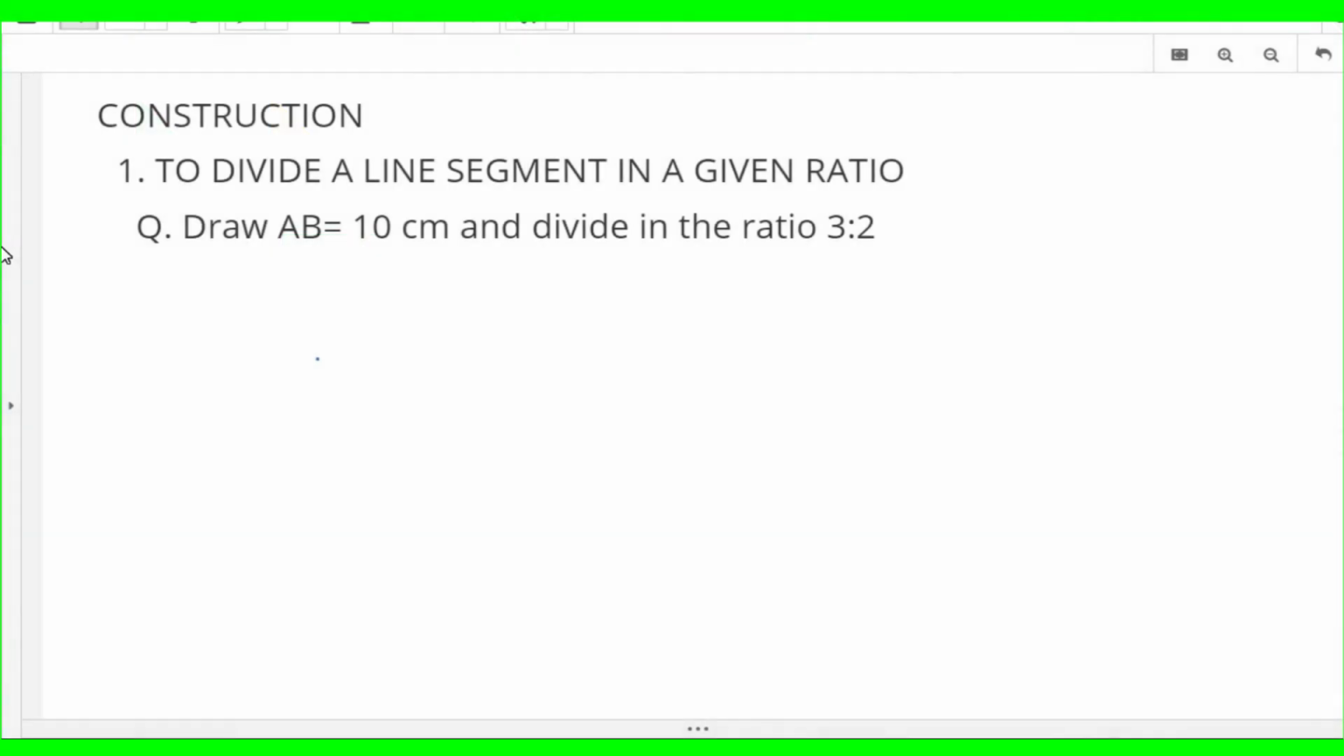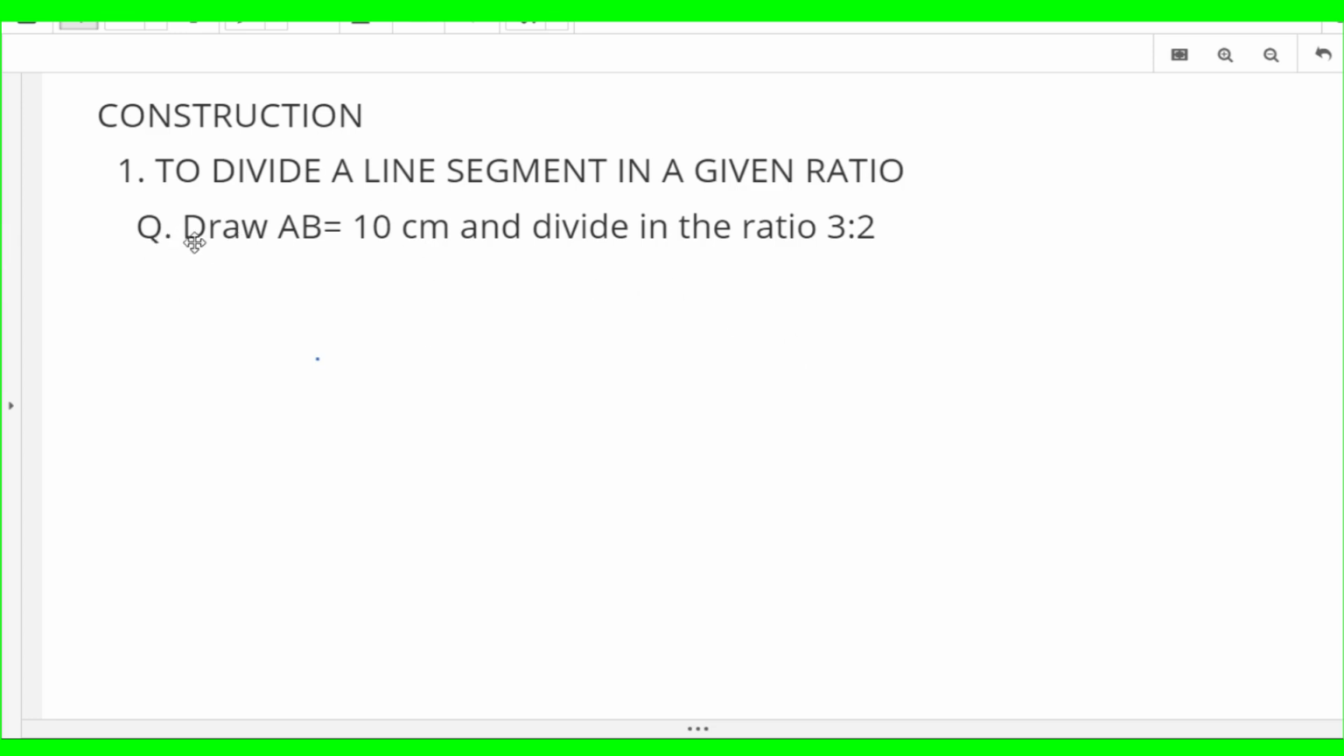Hello students, in this segment of the video I am going to start teaching you construction. Basic construction we have done earlier. Now we'll use those basic constructions at an advanced level. The first type of question we have in class 10 is to divide a given line segment in a given ratio. For that I am taking one example.